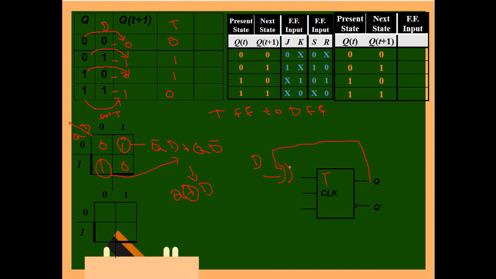So when you are converting T to D or D to T, simply XOR the previous output with the input and you will get the answer. This is the method we use for all of these. There are many possible conversions of one flip-flop to another flip-flop. Whatever the easy parts are, I have done only those in this video.